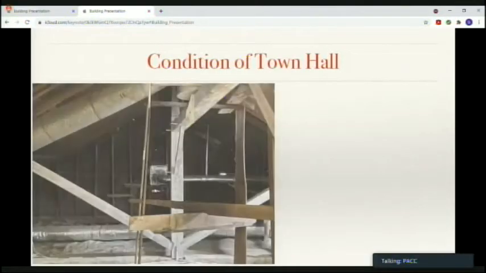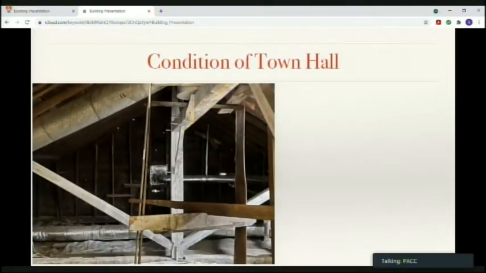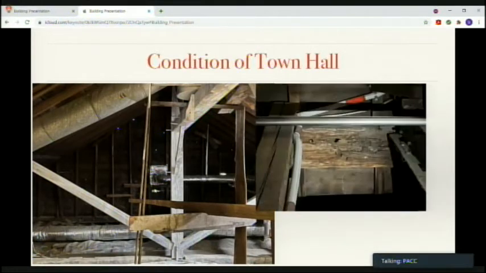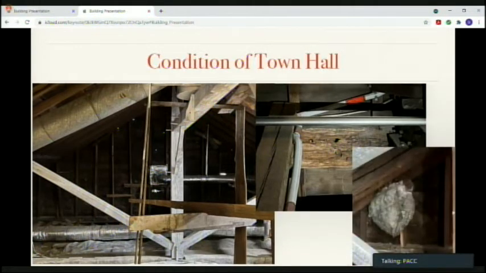The next slide continues on the attic of Town Hall. What we see over here on the left-hand side are a bunch of those light spots or holes. We're seeing some wood rot. We see some distressed wood. In this photo, this is over the front portion of Town Hall.